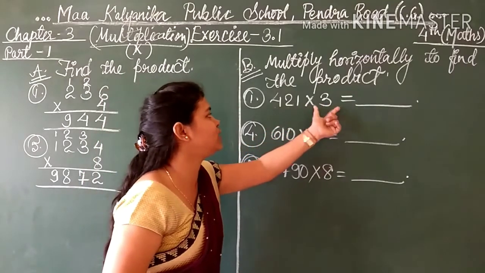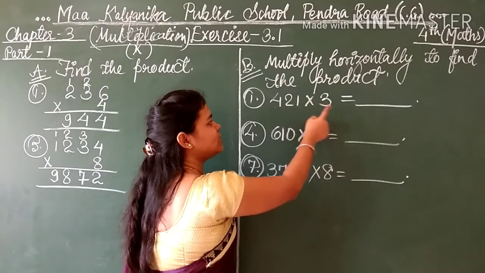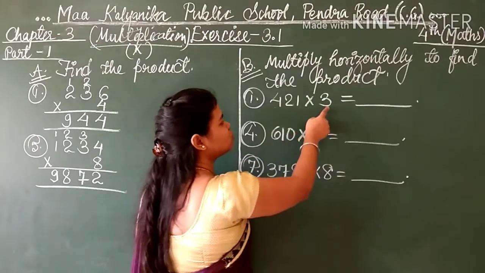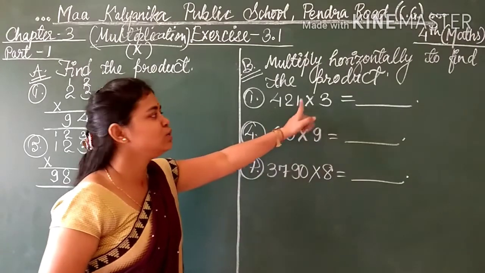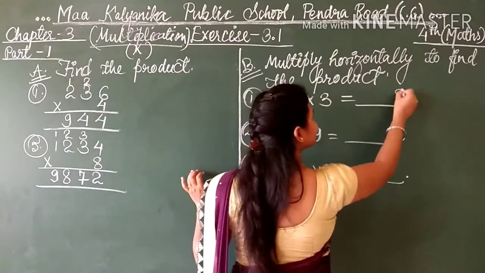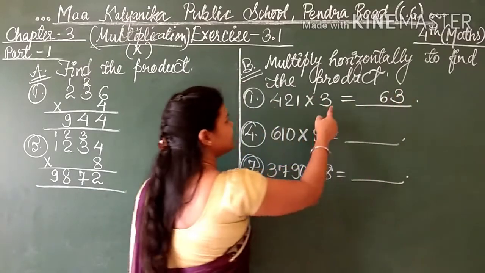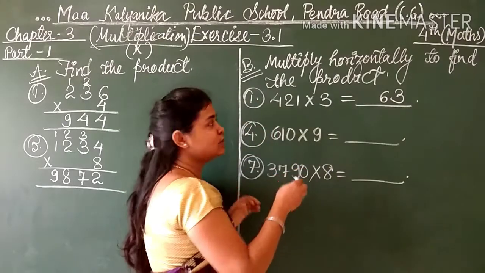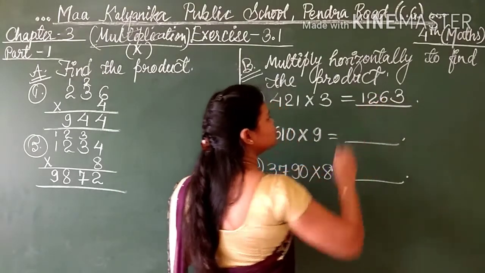421 multiplied by 3. So we will read the table of 3 with 1, then 3 with 2, then 3 with 4. Okay. So 3 ones are... We are taking the ones number, so we will write in the ones place only. So 3 ones are 3. Then 3 twos are 6. Then 3 fours are 12. So no other number is there, so directly we will write 12.